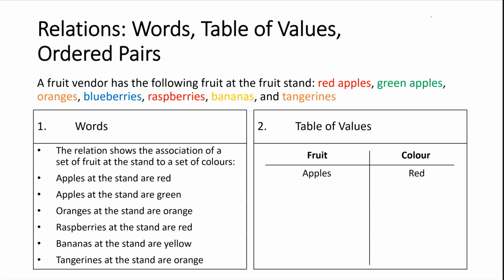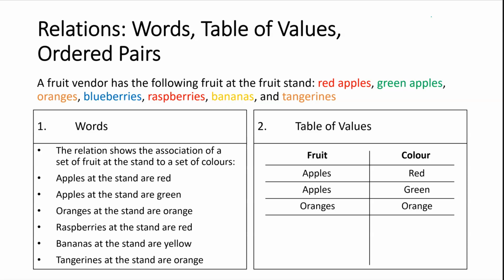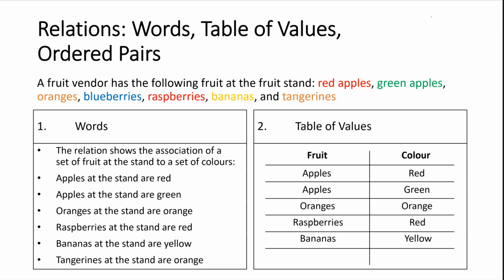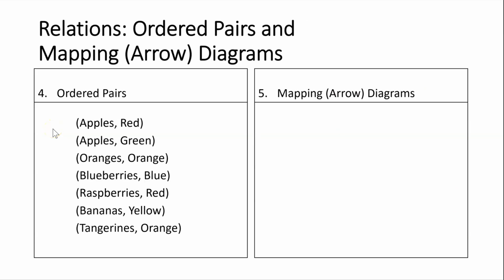So for fruit, we have apples that are red, you have apples that are green, oranges that are orange, raspberries that are red, bananas that are yellow, and tangerines orange. So a table of values is a nice clean way of displaying your data that says, okay, on the left side is my independent variable, my input, and on the right side is the corresponding output. With ordered pairs, you would just list those associations within a set of brackets with, again, the input variable or the independent variable always on the left side. You separate it with a comma and then the output variable on the right side.